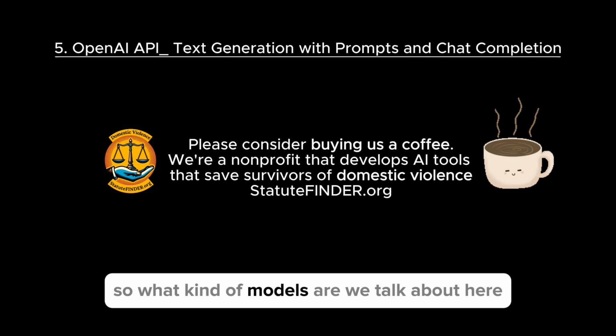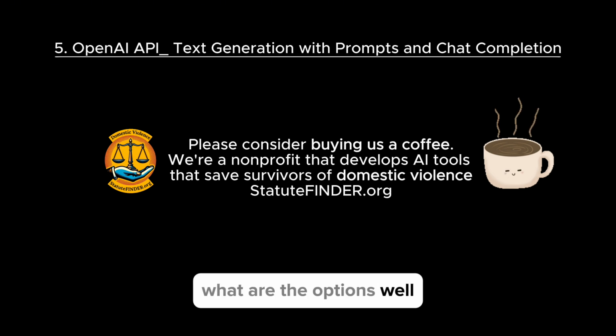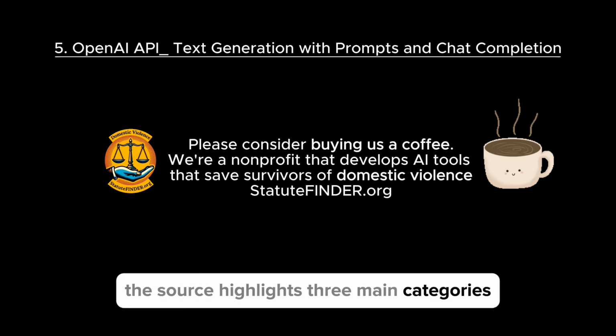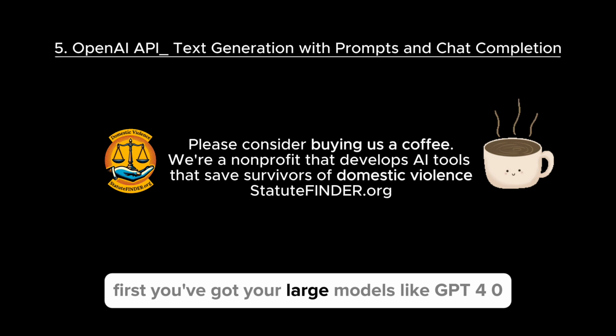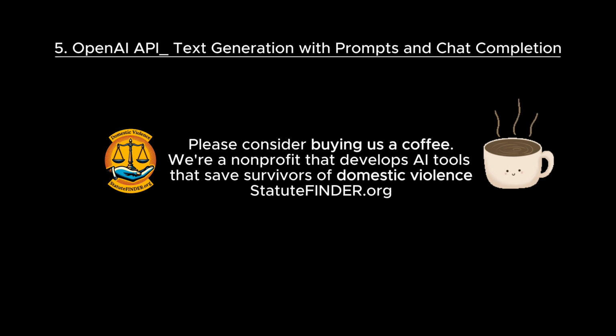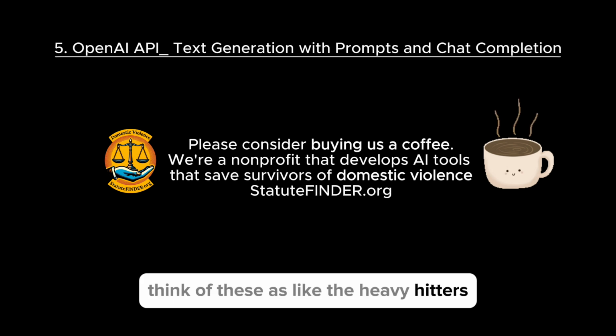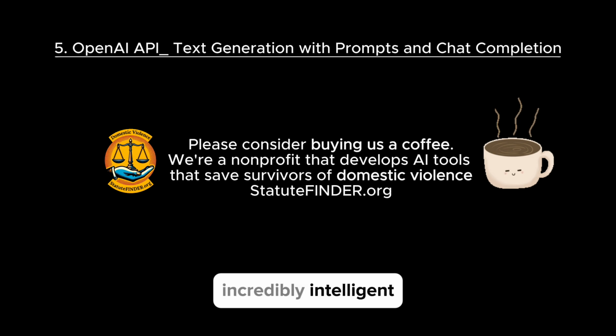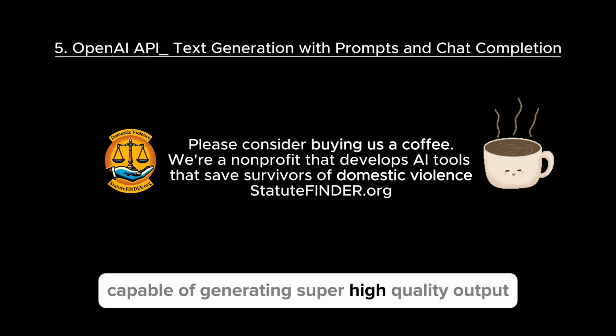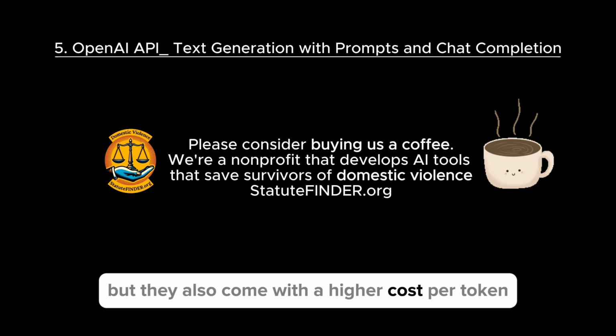So what kind of models are we talking about here? What are the options? Well, the source highlights three main categories. First, you've got your large models like GPT-4o. Okay. Think of these as like the heavy hitters, incredibly intelligent, capable of generating super high quality output, but they also come with a higher cost per token.